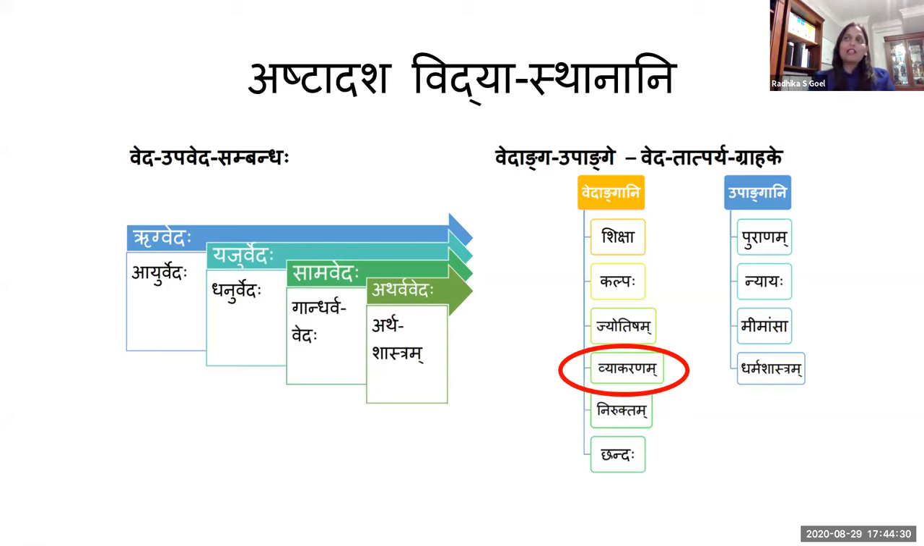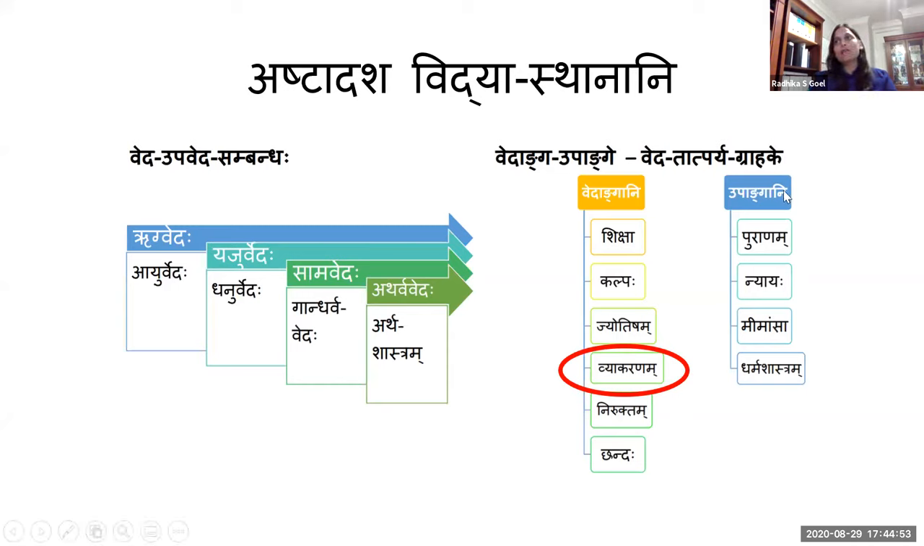Then Atharva Veda gives Arthashastram, which is Kautilya, and we know about all the Chanakya Nitis and stuff like that. So the practical aspect of Vedas are Upavedas. So we have Vedangas, then we have four Upavedas, and also their Upangani.